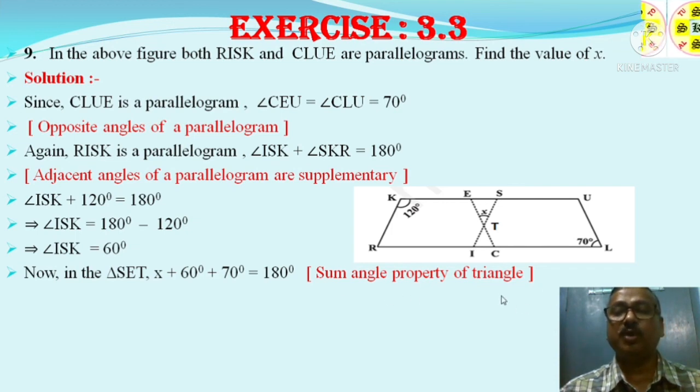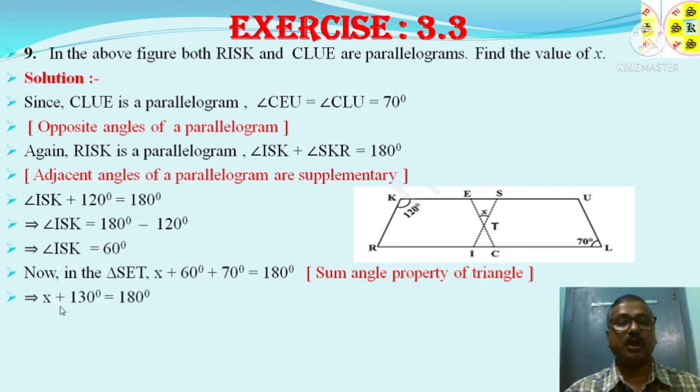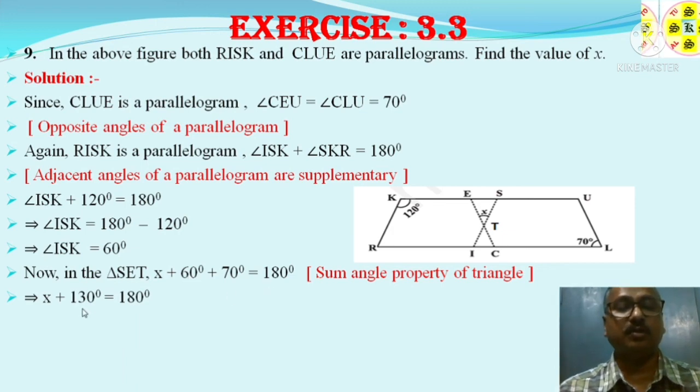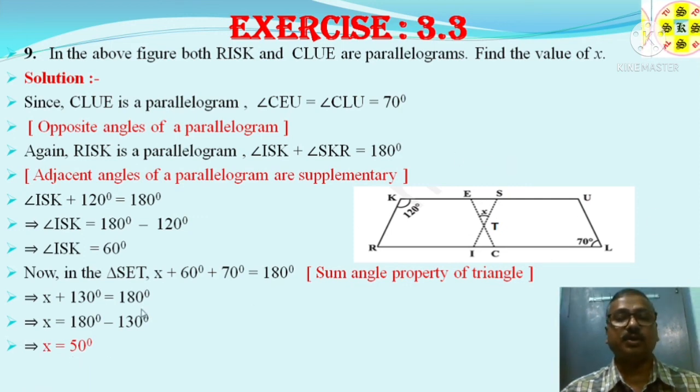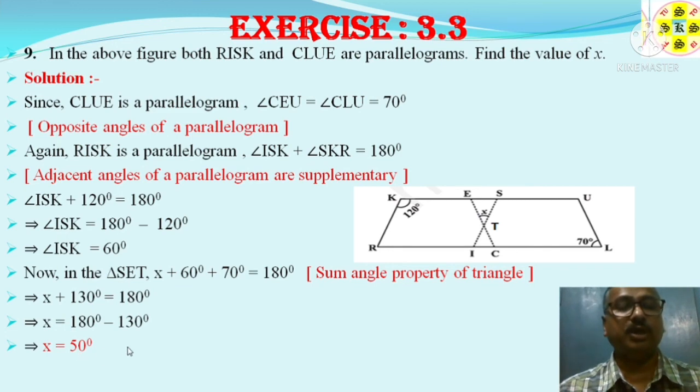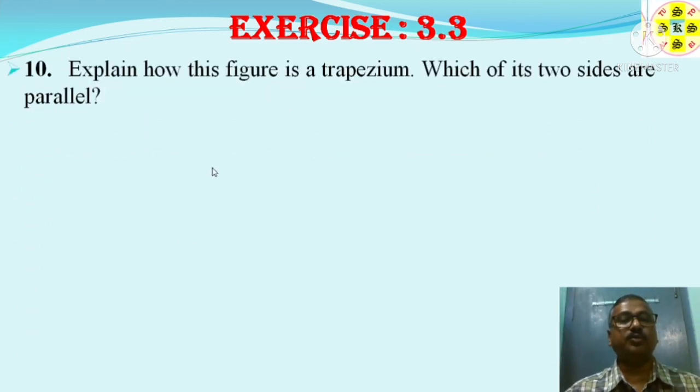What is the angle sum property of a triangle? The sum of all three angles of a triangle is 180 degree. So here 60 plus 70 is 130. So angle X equal to 180 minus 130, 50 degree. In this question only one unknown is there, X, and its value is 50 degree. Now let us move to question number 10.